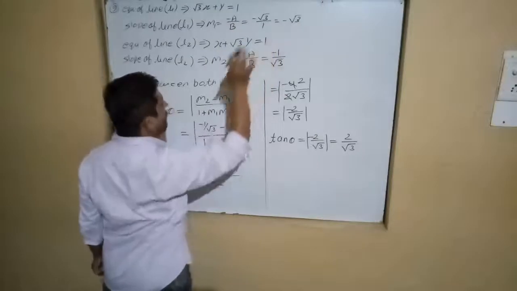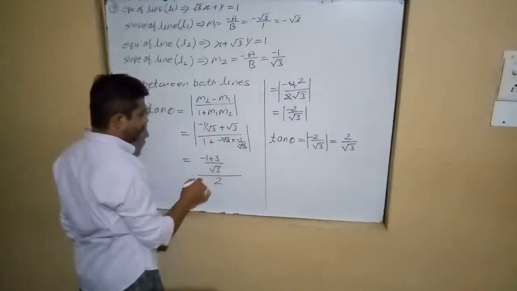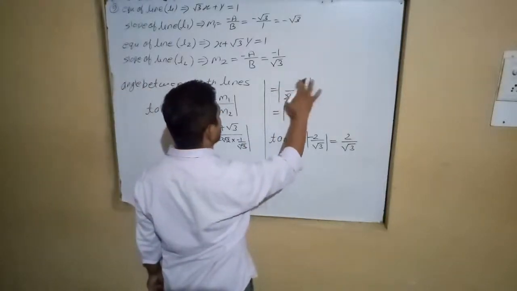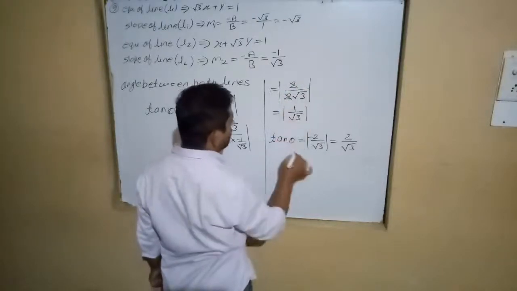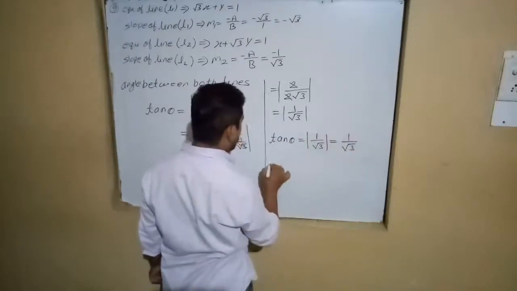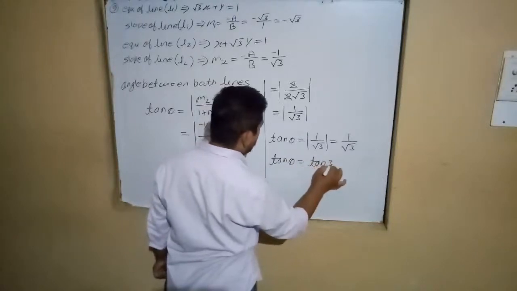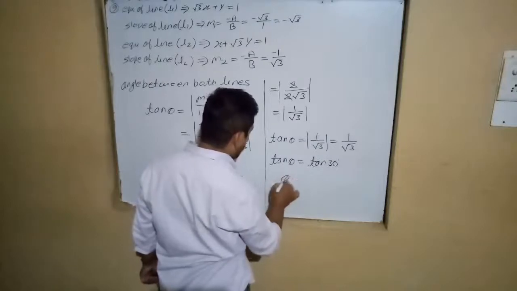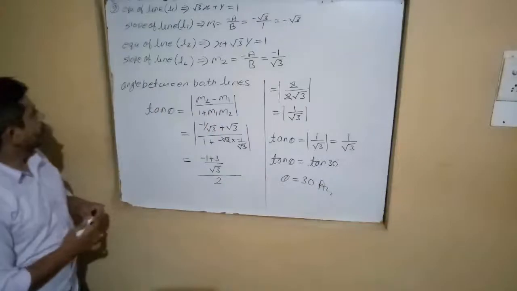m1 is equal to minus root 3, so it becomes what? Plus. So plus will come here. So here also what will come? 2. Then 2 cuts from 2. 1 by root 3 is equal to 1 by root 3. So tan theta is equal to tan 30 degrees. Therefore theta is equal to 30 degree. Answer. Such small mistakes happen.